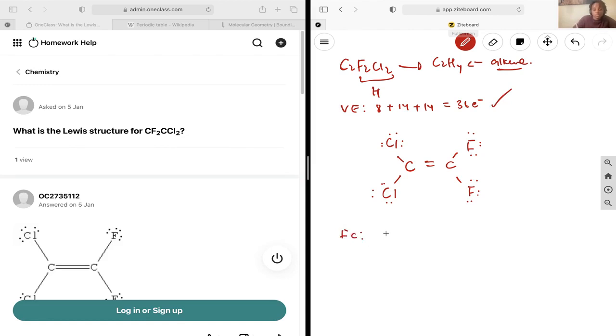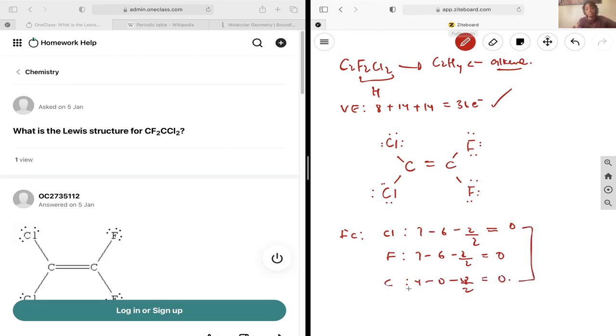Let's double check on our formal charge. Cl is going to have 7 minus 6 minus 2 over 2 for both of them. This is going to give us 0. Fluorine is going to look the exact same, 7 minus 6 minus 2 over 2, 0. And lastly, the carbons are going to be 4 minus 0 minus 8 over 2. And that is also going to give us 0.